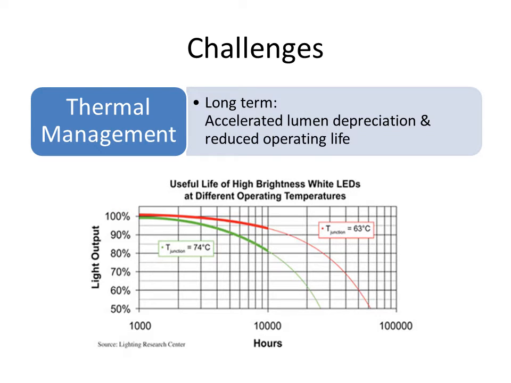Continuous operation at high temperatures will result in accelerated lumen depreciation, which will reduce the operating life of the LED lamp. Useful life is the hours before the LED outputs 70% of initial lumens, which is when the human eye starts to notice changes in the light output. In this graph, the LED at 74 degrees Celsius has a 57% lower useful life than the LED at 63 degrees Celsius.